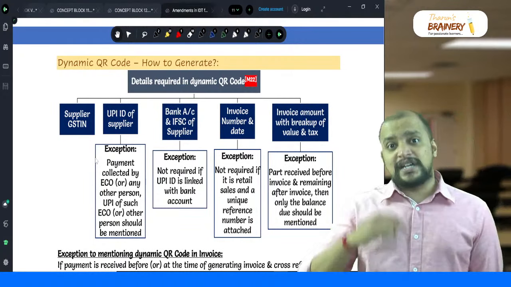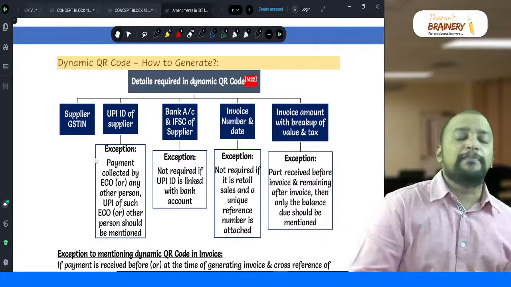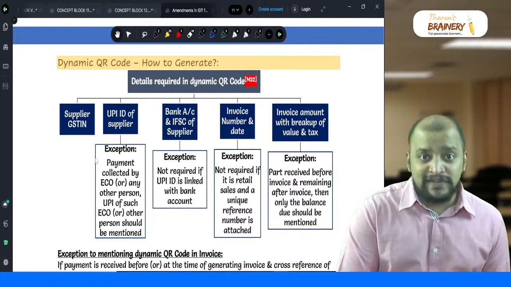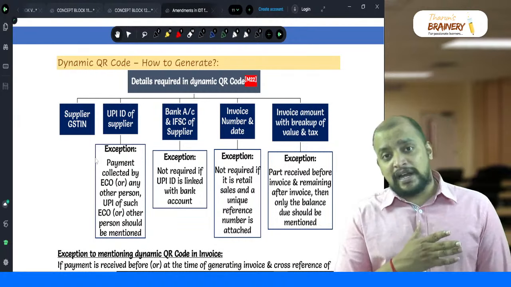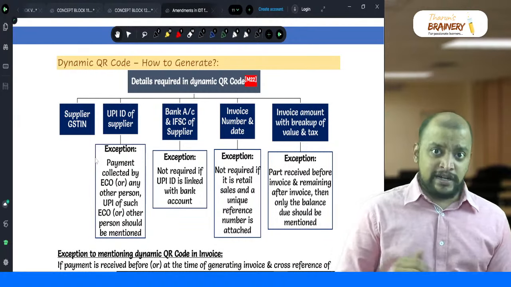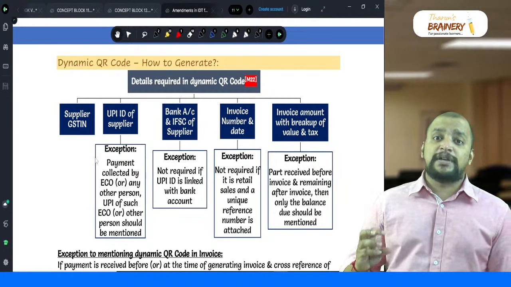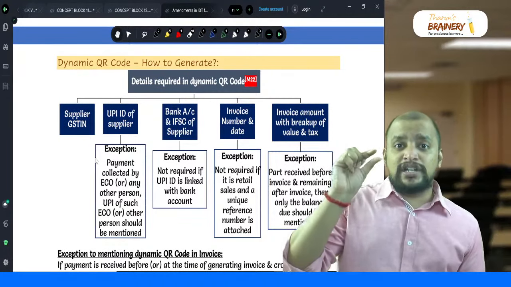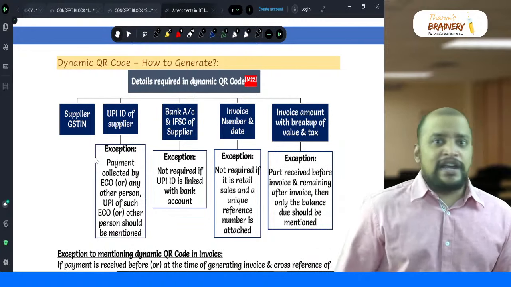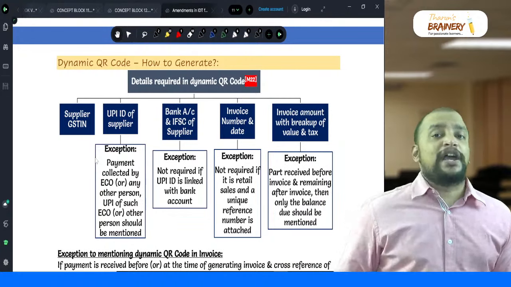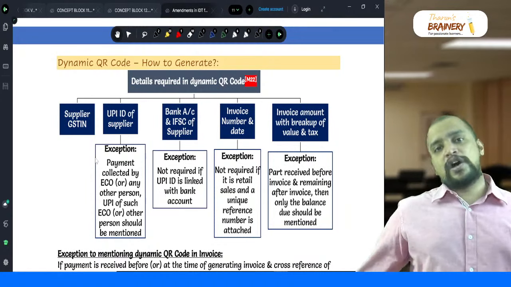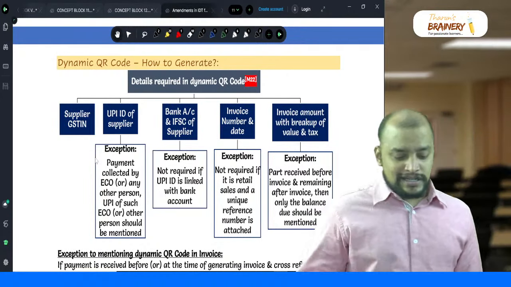In that case, if that supplier, for example, a company whose turnover exceeds 500 crores during the previous year, is supplying goods through an e-commerce operator, then the invoice should contain a dynamic QR code. But in that dynamic QR code, whose UPI ID should be mentioned? Amazon's UPI ID should be mentioned. So the payment should be collected only by scanning the QR code. Okay, so that is this exception.